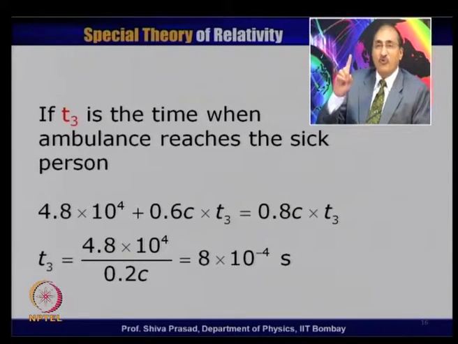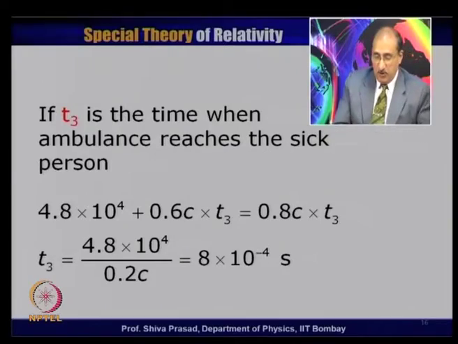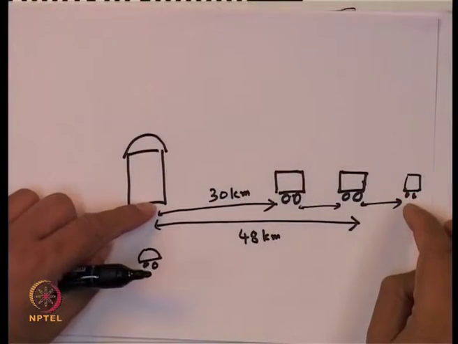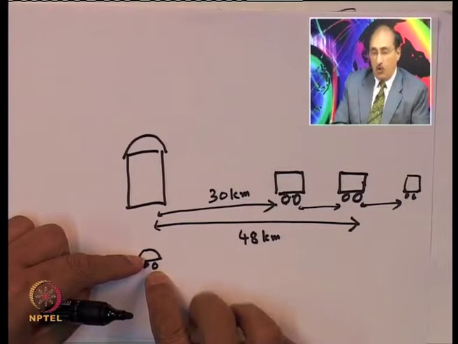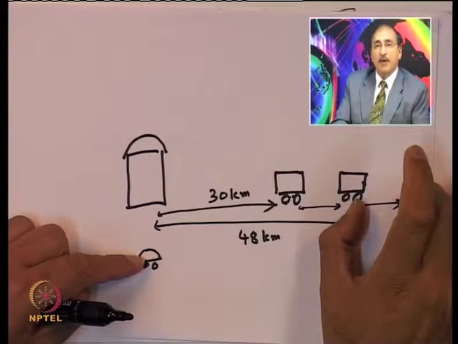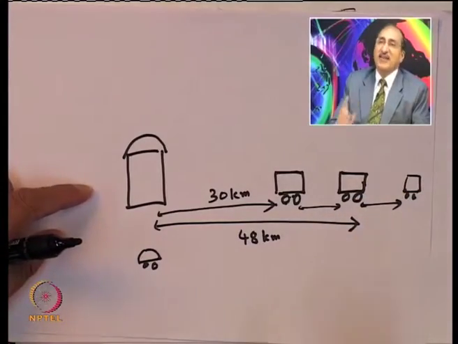So, this is the time for event number 3, because this is the time when the person is actually caught by the ambulance. That is why I have written this as T3. This is the time for the third event, which takes place at 8 into 10 to the power minus 4 seconds. Now, if I have to find the x coordinate, the distance from the origin, this will be just T3 multiplied by this speed, or 48 plus 0.6 c multiplied by T3. So, either method will give me the coordinate x3.